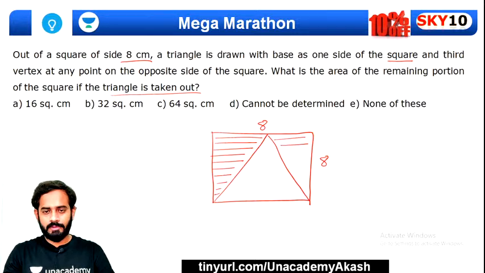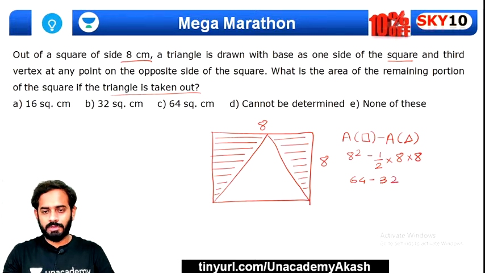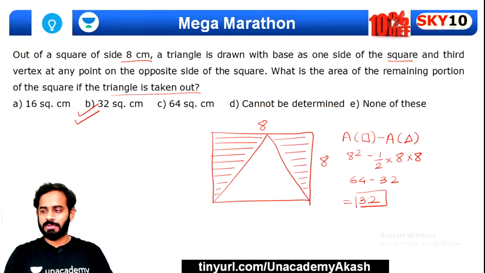Okay, so to find the area of this remaining portion, what we'll have to do? Area of square minus area of triangle. Area of square is nothing but 8 square, minus area of triangle is what? Half into base into height. So 64 minus 32. The area of remaining portion will be 32. Very simple. I hope there is no doubt, option B is the correct answer for this question. Okay, I hope you understood this part. Let's solve next question now.